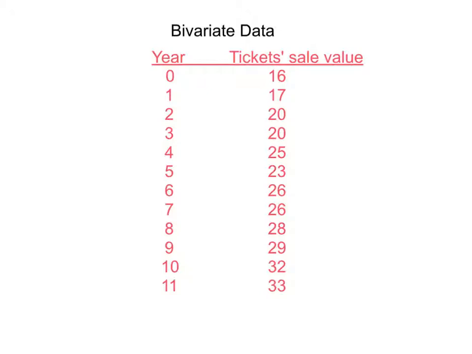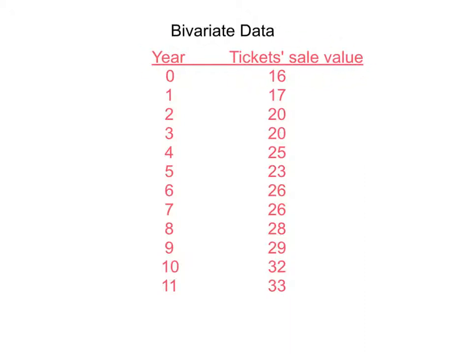Whenever we're working with a scatter plot, we're working with something that's called bivariate data. And you probably remember from your English studies that bi means two, and variate means variable, because we're working with the value of two variables. This would be the x value, and this would be the y value.